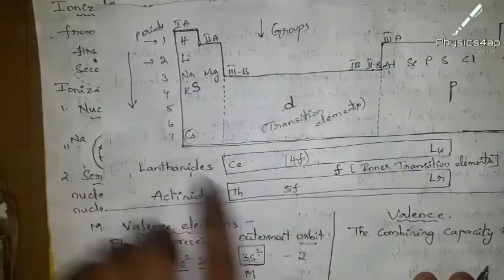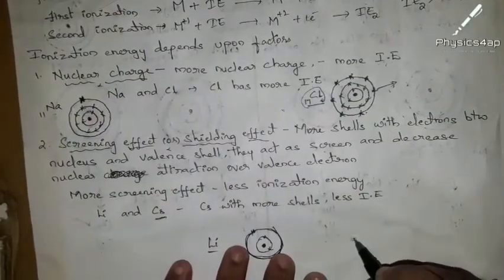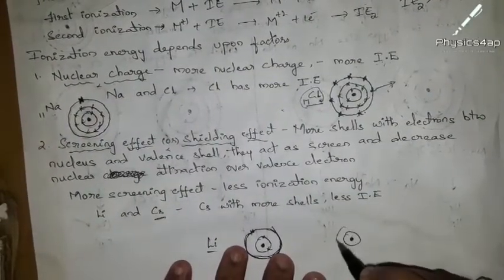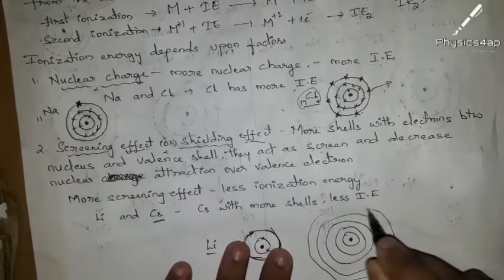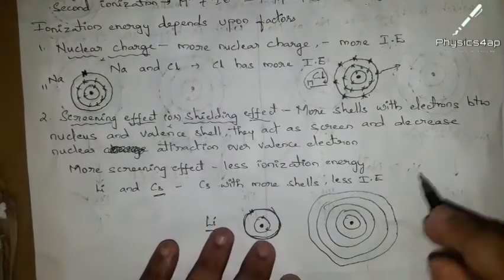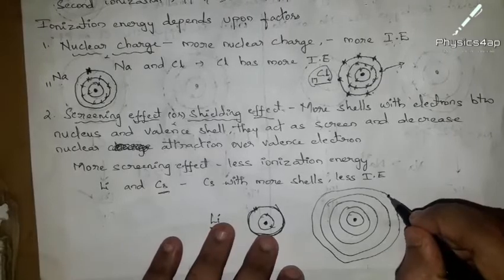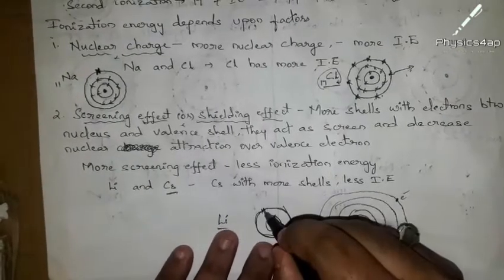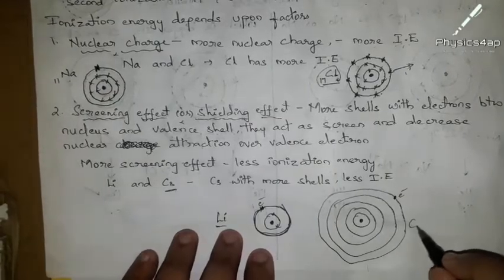1, 2, 3, 4, 5, 6, 7 and so on. As there is no place to write, assume there are 7 shells around it. Now, for example, 1 electron is present over here, and here we have one more electron, which is present in lithium. So this is for cesium. Now cesium has more shells. What happens when the number of shells increases?